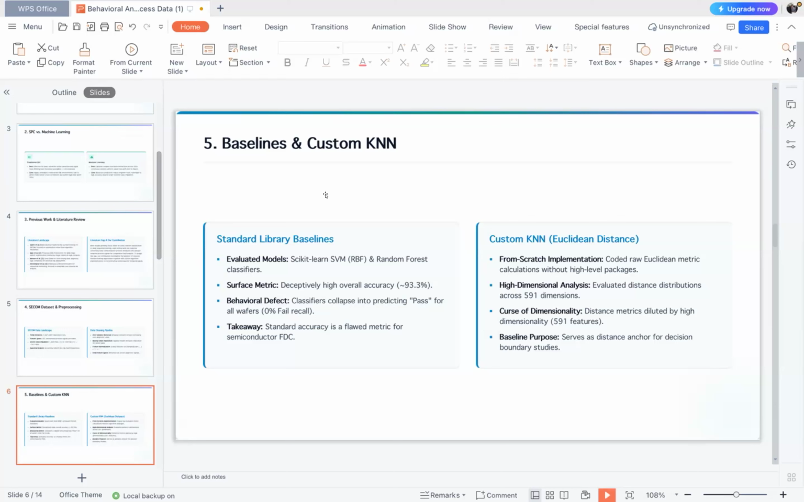Then I also used custom KNN, which is distance-based and uses Euclidean distance, and does not have any training phase. After splitting the data into train and test, it calculates the distance between the test sample and all the trained samples, then figures out the nearest neighbors, and the new sample goes to the class with the most similar neighbors, which is the basic KNN.